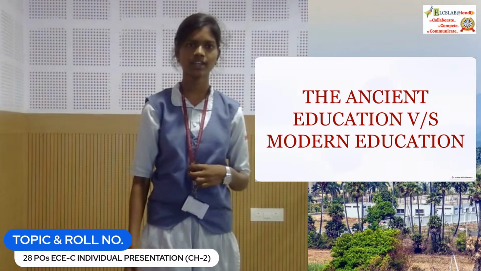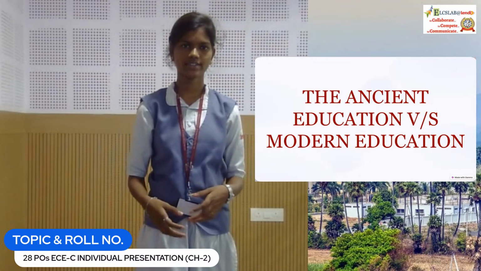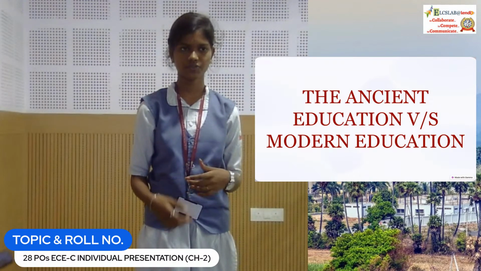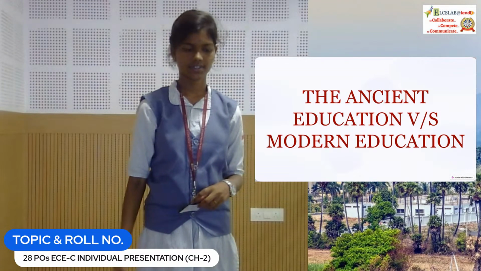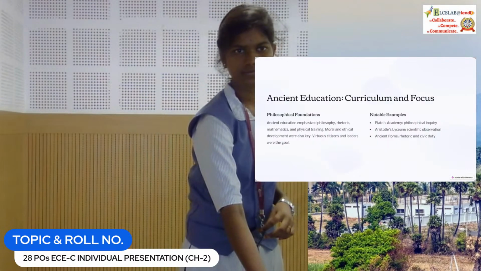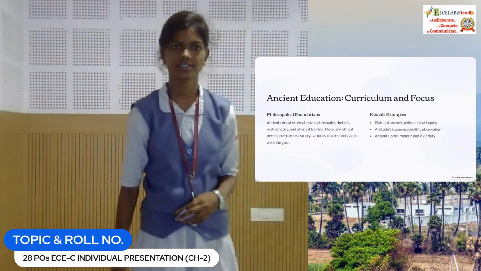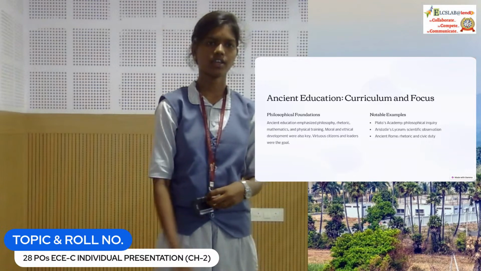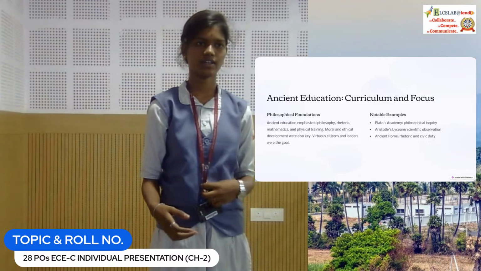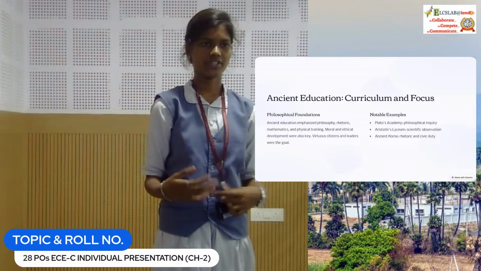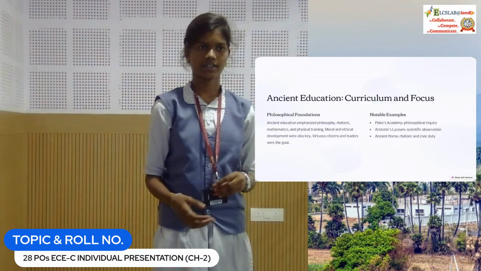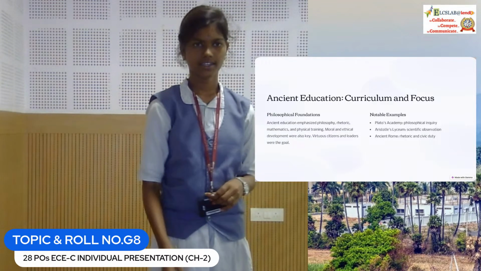Today I will discuss modern education and ancient education. What is ancient education? Modern education is the fascinating evolution of education. Uncover the key similarities and differences between the modern systems. Ancient education: curriculum and focus. The main topic is the philosophical foundation. Ancient education includes mathematical and physical training, ethics, and development. Examples: Plato's Academy and inquiry.